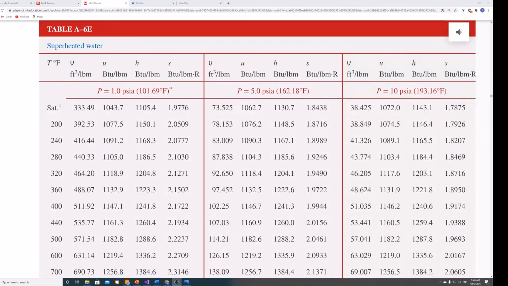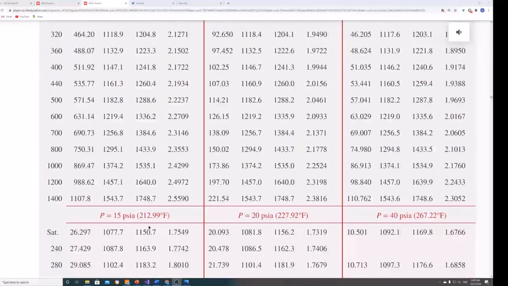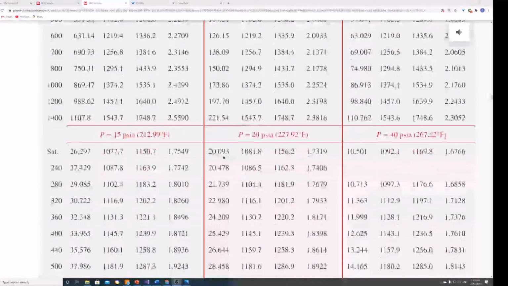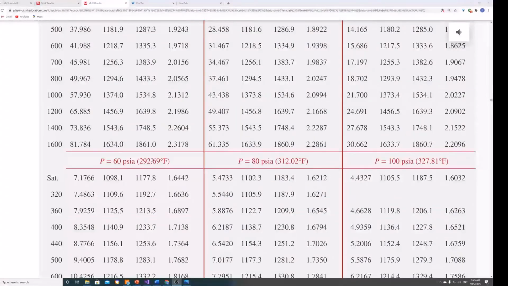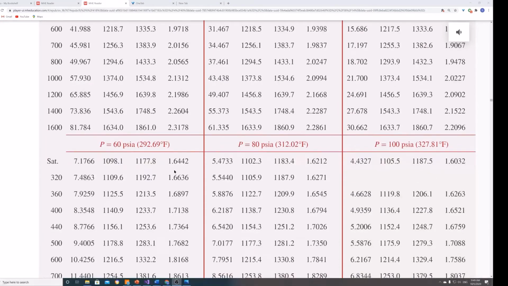When you look in the table, you see here's the pressure, and here's the temperature, like the boiling point, let's say, or the transition temperature from liquid to vapor. And we look at the pressures. Okay, that's not what we're looking for. 15, 20, 40. Okay, we got 60. 60 is what we want. So here's 60 psi. And we're given two temperatures.